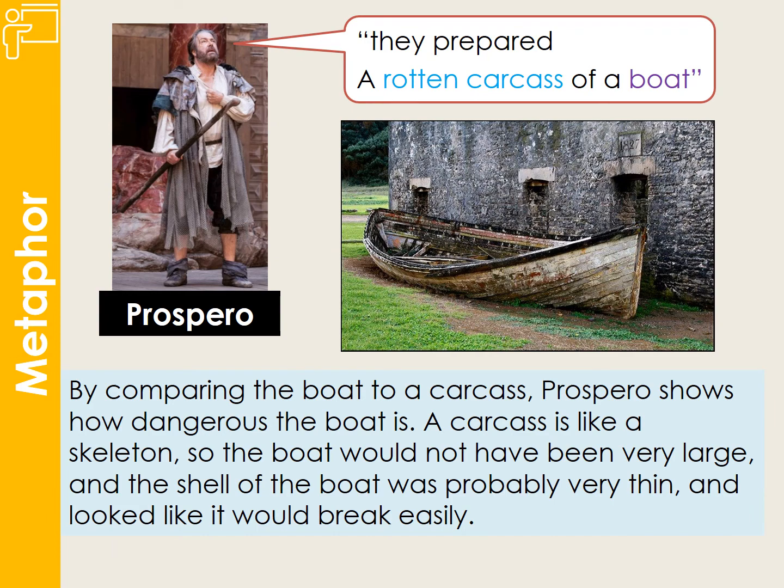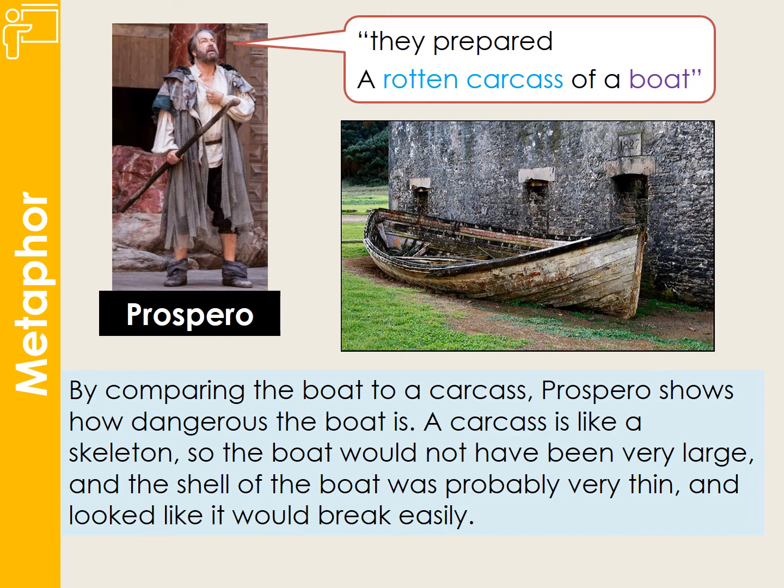Okay, did you get it? I'm sure you did. So, Prospero says they prepared a rotten carcass of a boat. What he's comparing there is the boat he was sent away on to a carcass, a rotten carcass. So by comparing the boat to a carcass, Prospero shows how dangerous the boat is.